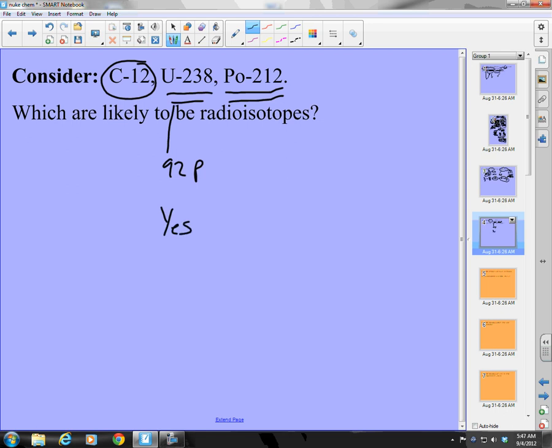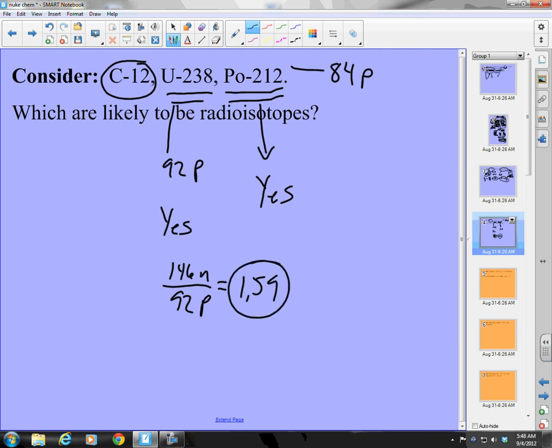So what are we going to say about uranium? It is radioactive. Polonium-212. Polonium has 84 protons. Is that more protons than 83? What's my guess then on polonium? I would say yes, it is radioactive. Now, just for the heck of it, let's look at the ratios. It looks to me like I have 146 neutrons for uranium, divided by 92 protons. What's my ratio there? 146 divided by 92, and I get something like 1.59. Oh yeah, that's a high neutron to proton ratio.